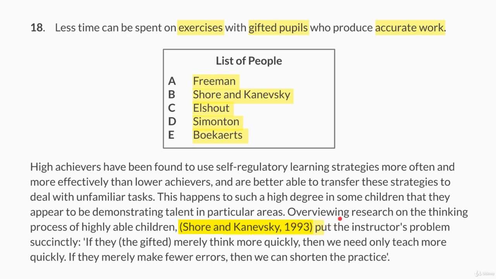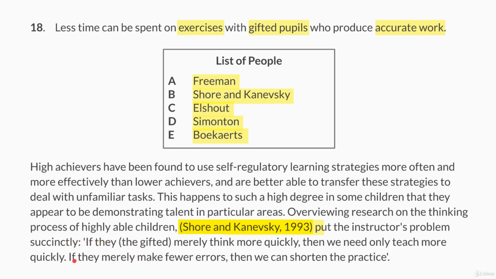So let's read this sentence. It says, overviewing research on the thinking process of highly able children, and in parentheses it mentions the research study carried out by Shore and Konevsky. So highly able children put the instructor's problem succinctly. If they, the gifted, merely think more quickly, then we need only teach more quickly. Okay, so let's carry on. It says here, if they merely make fewer errors, then we can shorten the practice. So here it's further explaining what was in the previous sentence.